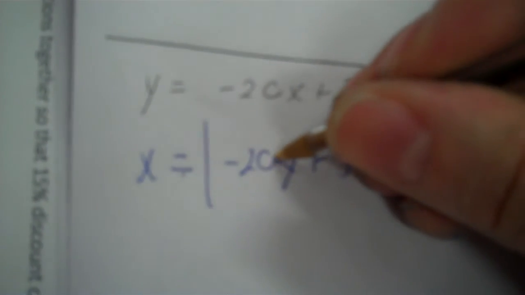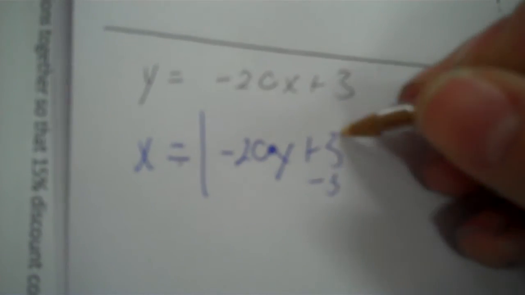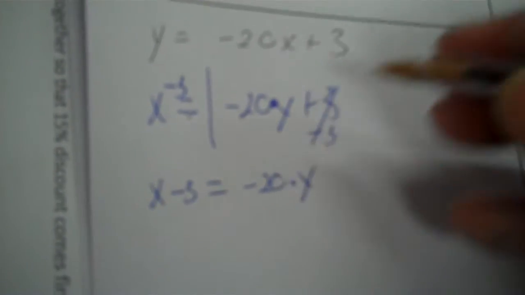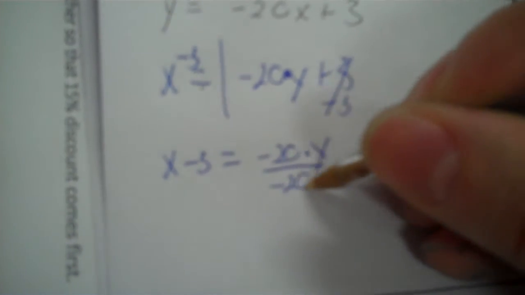Same thing on the next one. Switch the x and the y. Now isolate the y. It's got a times negative 20, a plus 3, so minus 3. So that's just going to be x minus 3, and then negative 20 times y. Now we get rid of the times with divide. And there we have it. You can't really simplify that because you don't know x. So y equals quantity x minus 3 over negative 20.